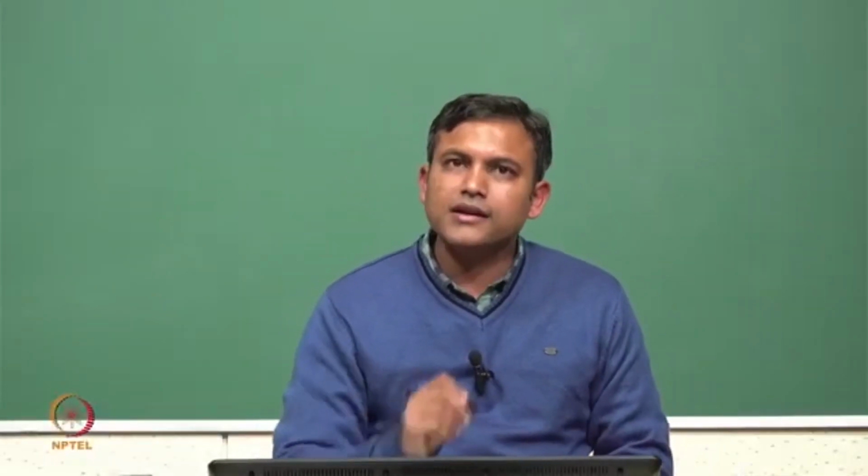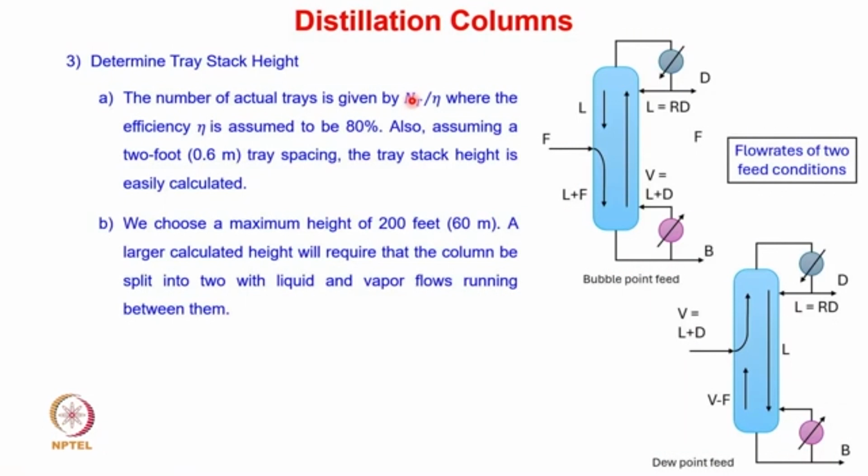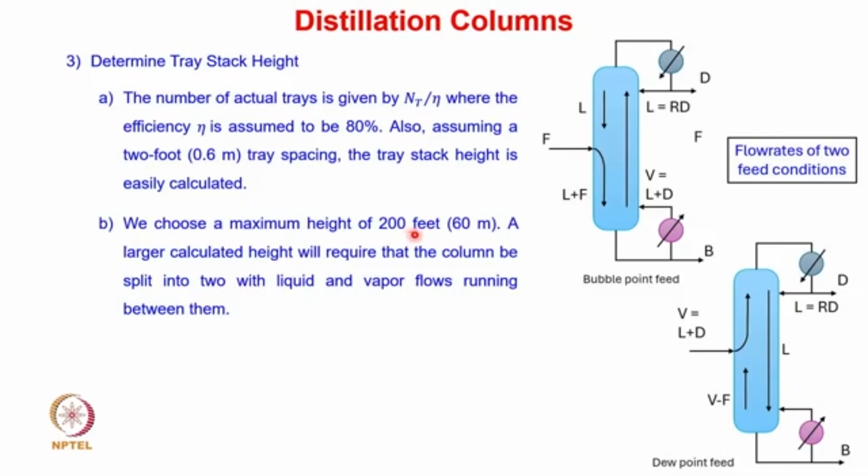So typically the efficiency of the separation, if we take around 80%, so NT, that is the number of theoretical trays required, divided by efficiency, that gives us the number of trays required. And once we know the number of trays required, assuming a 2 feet tray spacing, we can actually calculate the height of the distillation column. So we choose the maximum height around 200 feet.